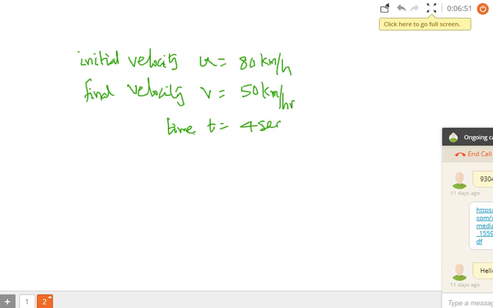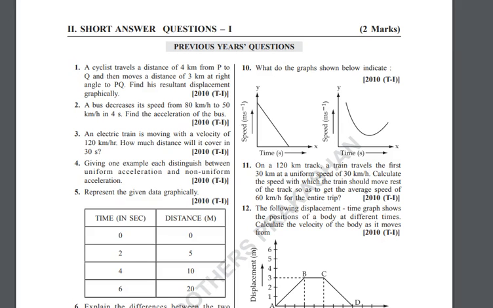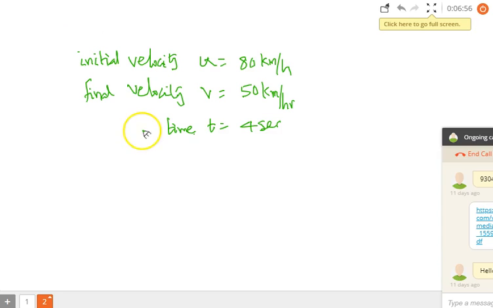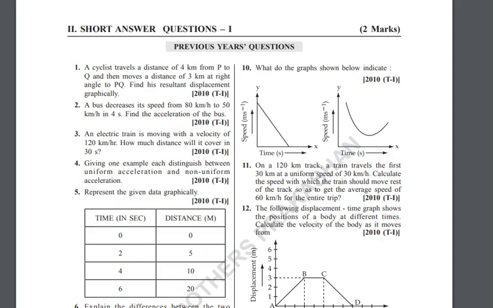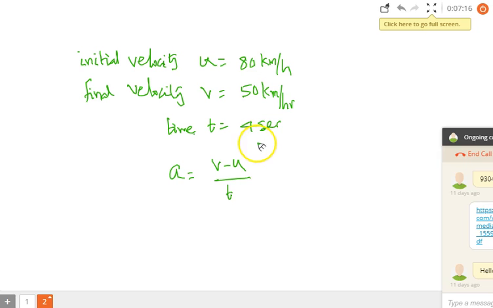So acceleration equals V minus U by time. Acceleration a is equal to V minus U by t. Here you need to observe this is kilometer per hour, this is kilometer per hour, this is in seconds. So can we convert this acceleration into kilometer per hour square or meters per second square? Meters per second square is also correct, kilometer per hour square is also correct. So which one is the easiest way?